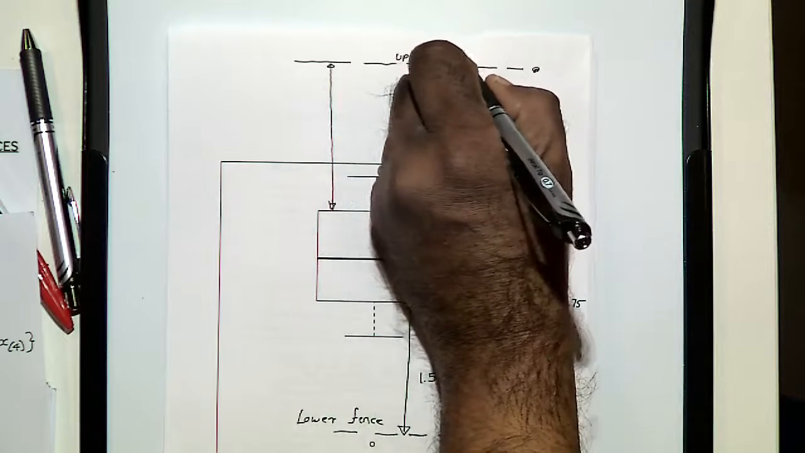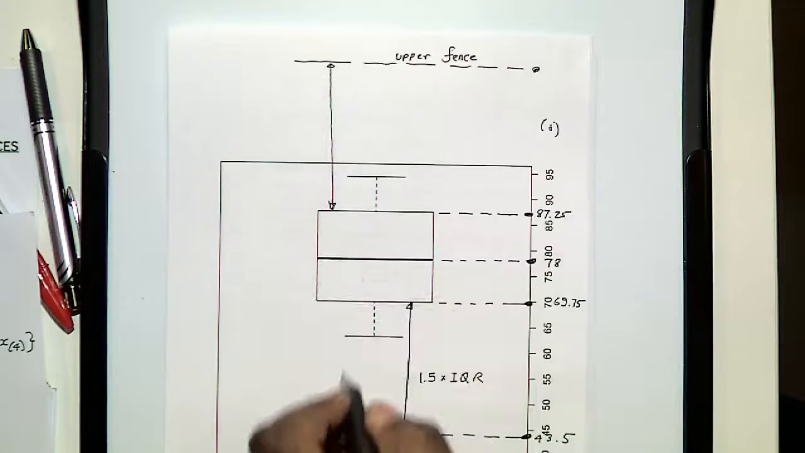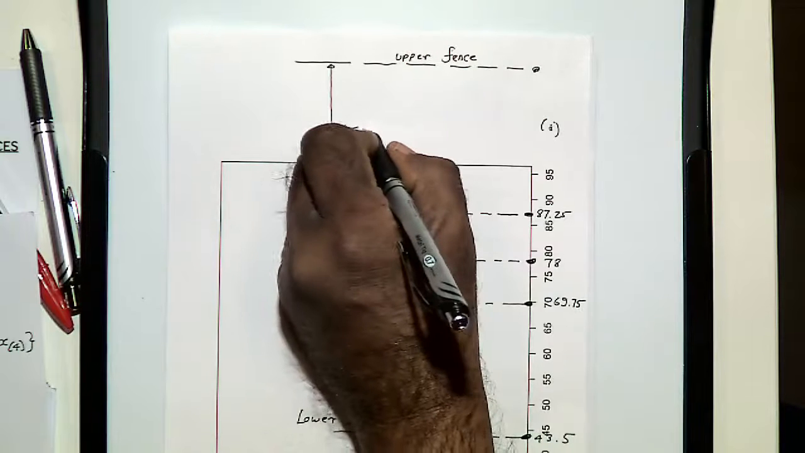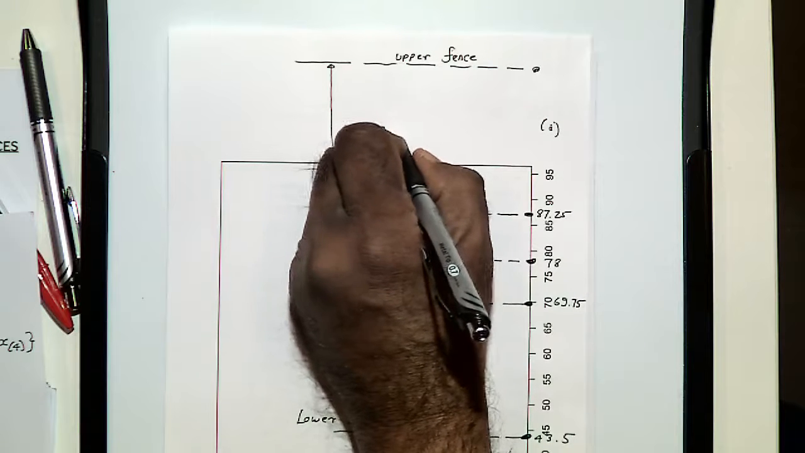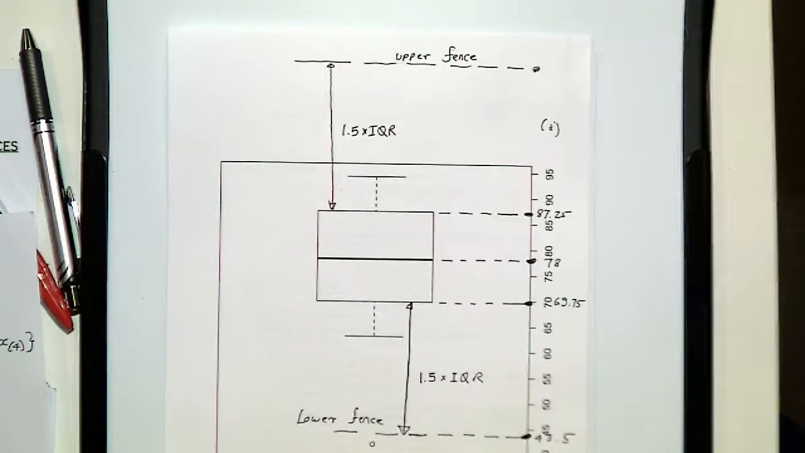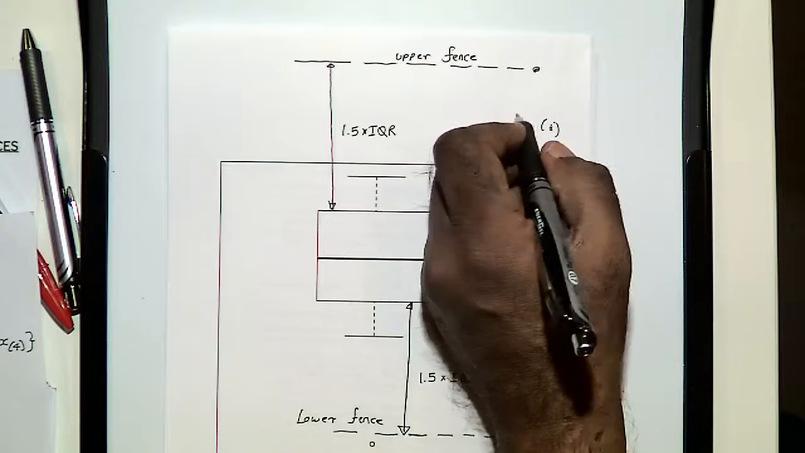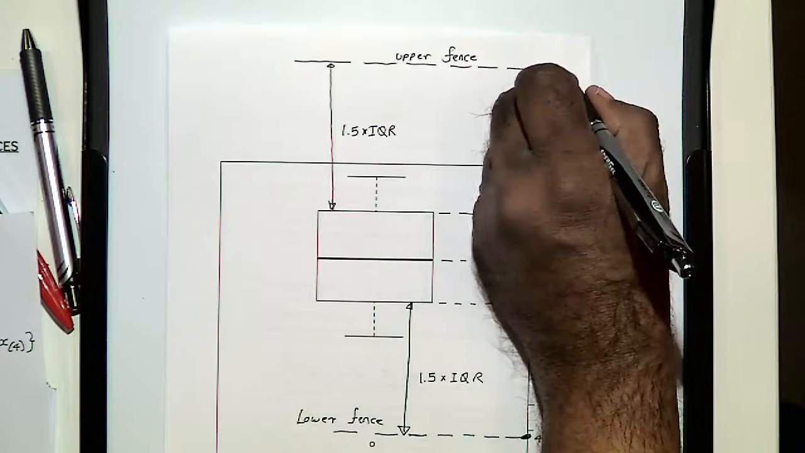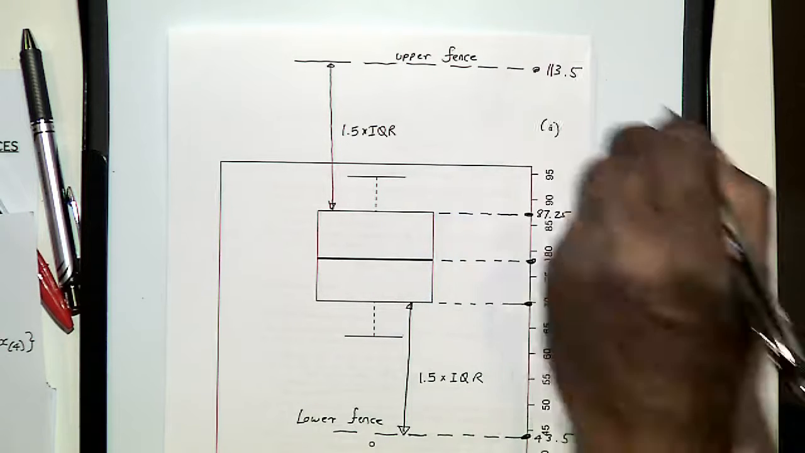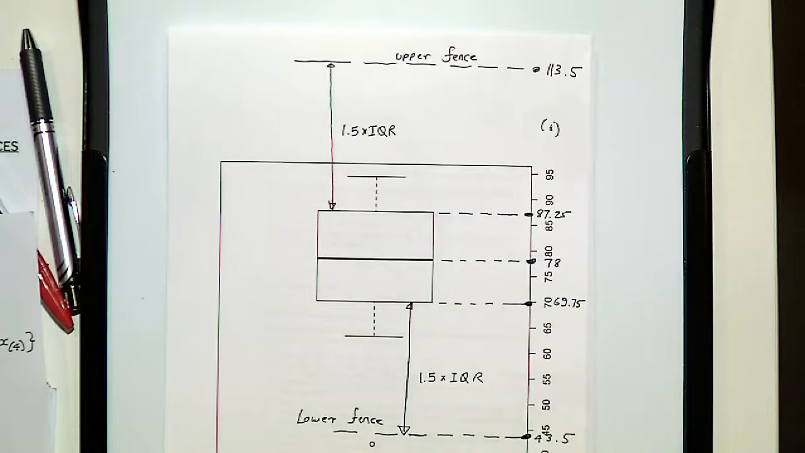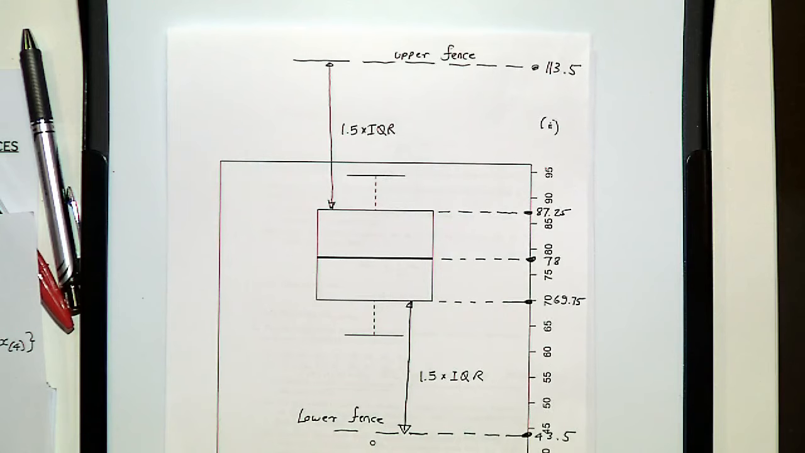This is the upper fence, right? And this distance is 1.5 times IQR, right? And the value of this will be 113.5, right? Are you guys with me or not? Hello guys, are you good?